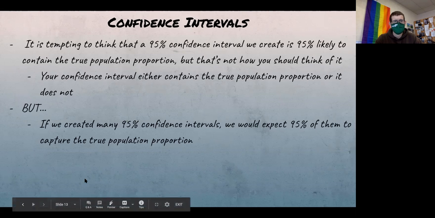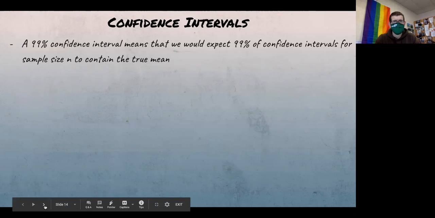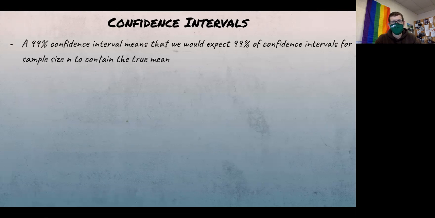Okay, and that was just repeating what I just said right there. If we created many, we would expect 95% of them to capture the true population proportion. So a 99% confidence interval means that we would expect 99% of confidence intervals for sample size n to contain the true mean.